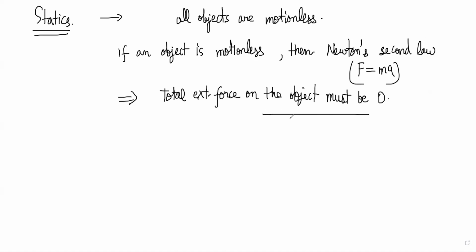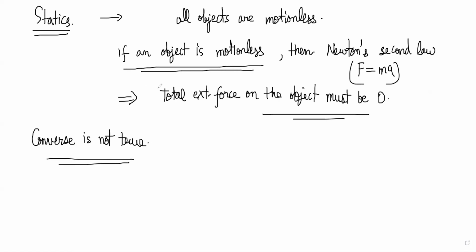Why is it guaranteed? Because if the total external force is not zero, then there will be acceleration in the body. And if there is acceleration in the body, then it will not remain motionless, right? However, you should understand that the converse of this statement is not true. Converse is not true. So what do I mean by that? If an object is motionless, the total external force must be zero.